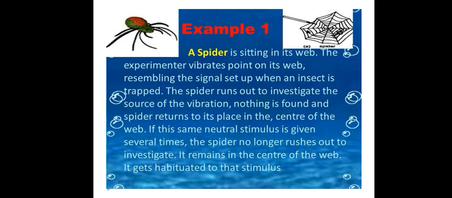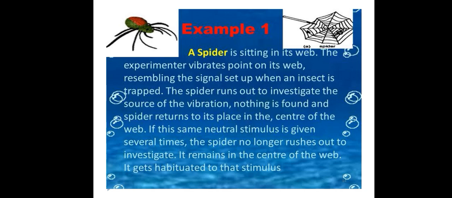Here is one example. The spider is sitting on its web. The experimenter vibrates a point on its web, resembling the signal set up when an insect is trapped. The spider runs out to investigate the source of the vibration. Nothing is found, and the spider returns to its place in the center of the web. If the same neutral stimulus is given several times, the spider no longer rushes out to investigate. It remains in the center of the web. It's habituated to the stimulus.